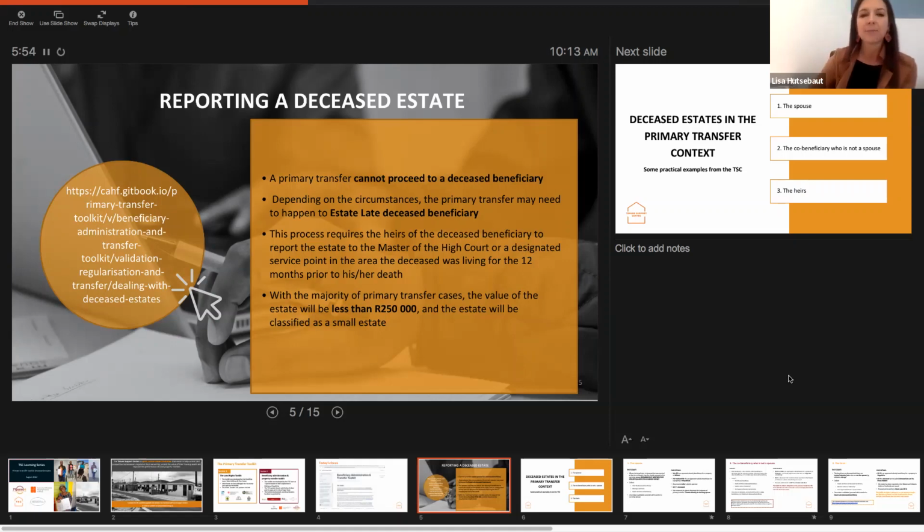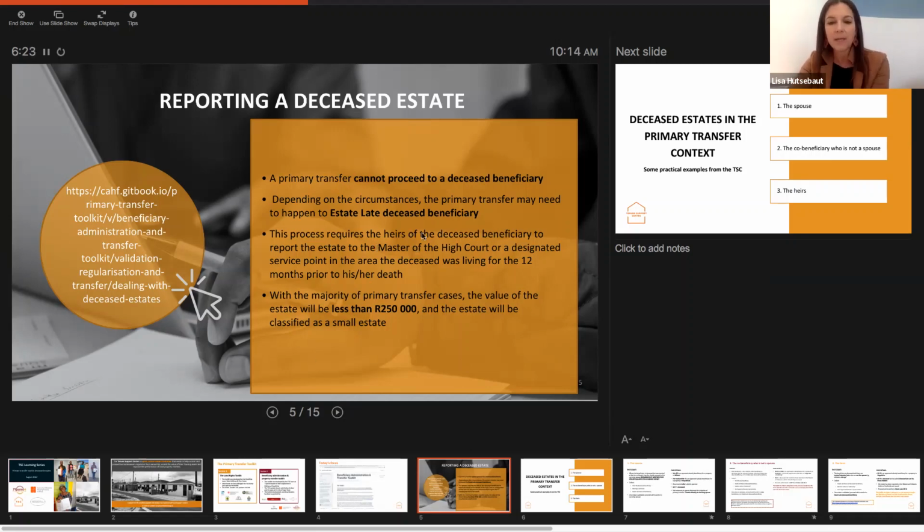And you will see that it becomes relevant later when we look at transferring to a deceased estate. So you cannot do anything on a deceased estate until you have followed that process. Fill in the forms, report at the master, and get your master's letters issued. Okay, as I say, there's a lot of detail there on that link in our toolkit as to how you actually do that process thoroughly.